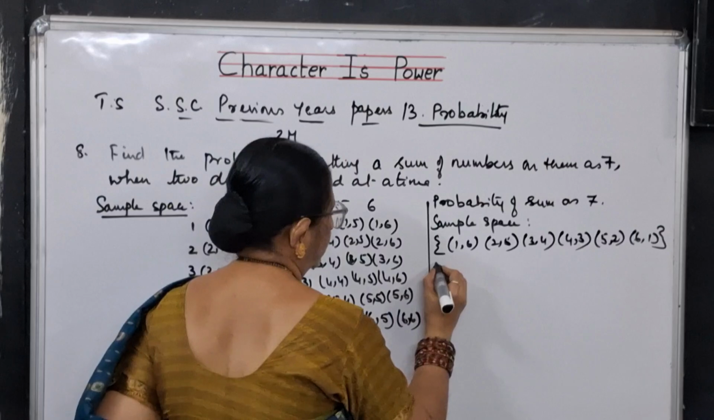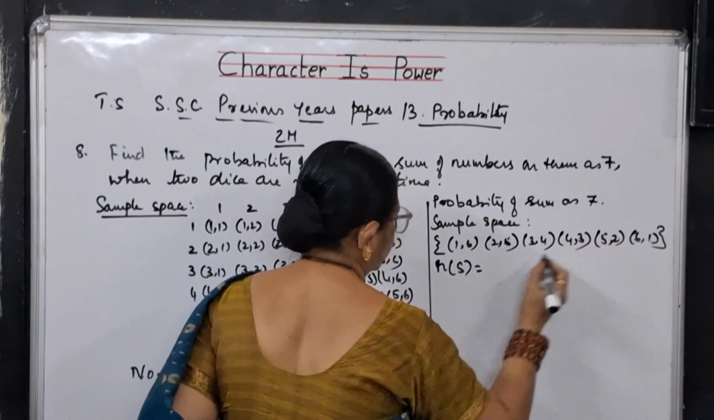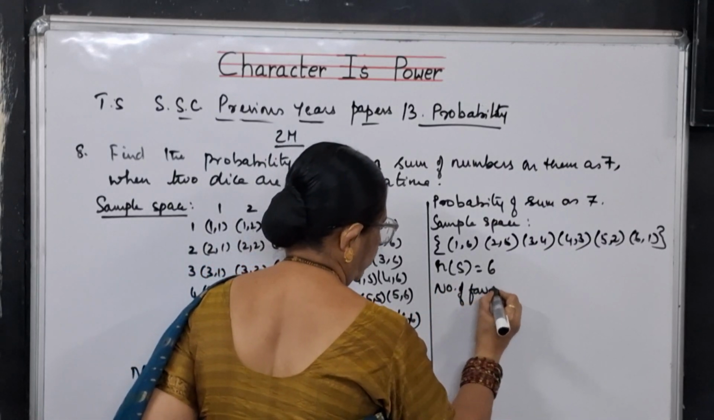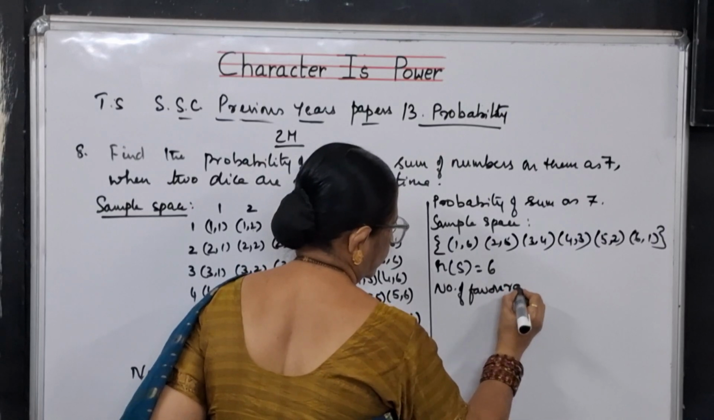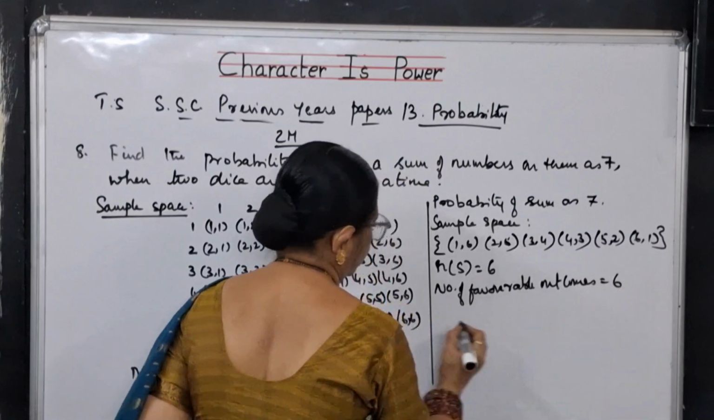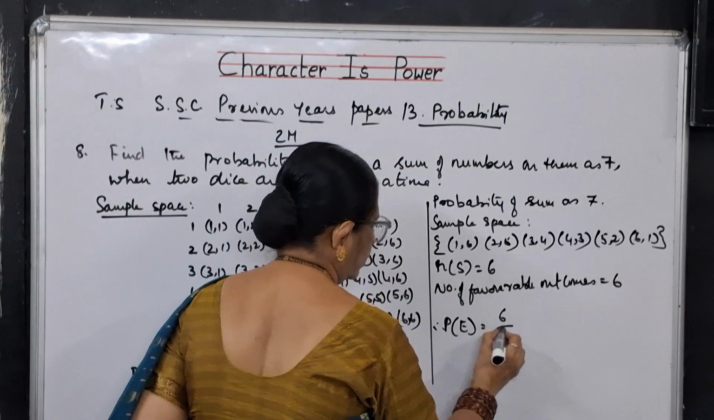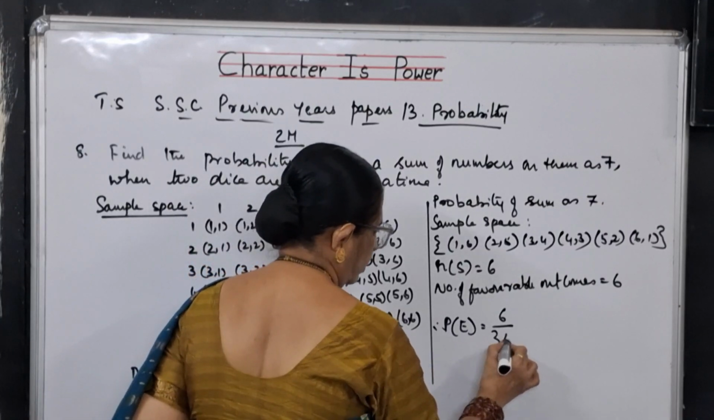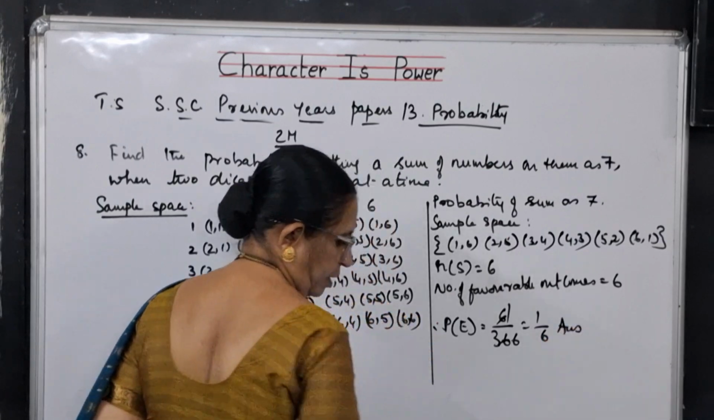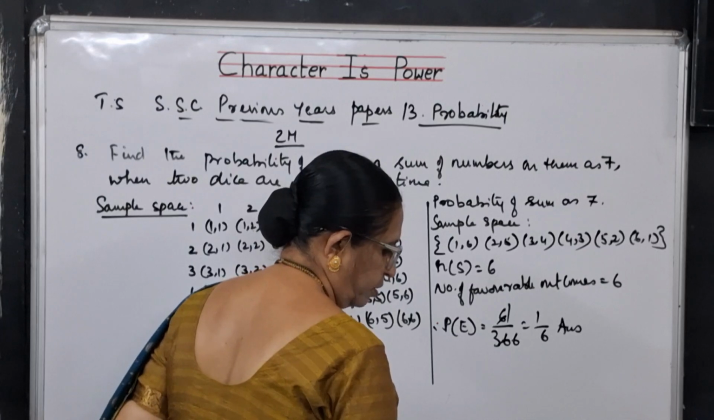So how many? N of S: 1, 2, 3, 4, 5, 6. So the number of favorable outcomes is equal to 6. Therefore, what is the probability of the event? Favorable outcomes by possible outcomes. 6 by 36, that is 1 by 6 is the answer for this problem, children. Please copy it.